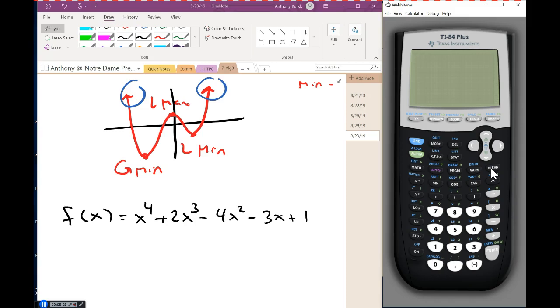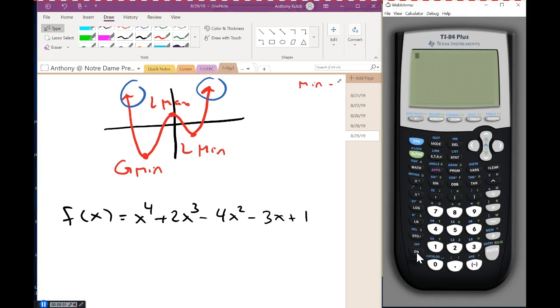Okay, so the first step is we're going to want to turn our graphing calculator on. The on button is located in the lower left-hand corner. I'm going to explain this as if no one's ever picked this thing up and used it before, which is fine. The first step is turn the calculator on. That's fine.